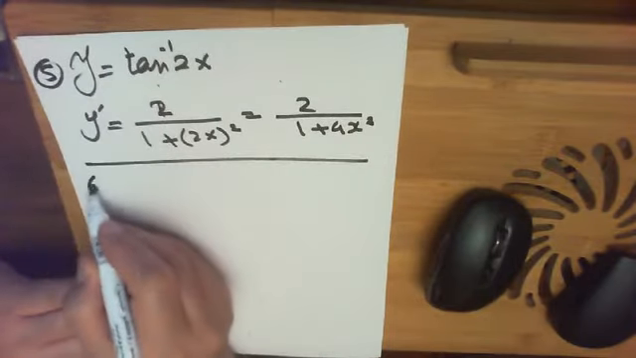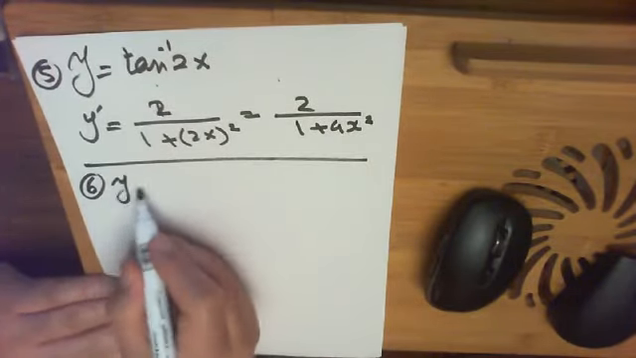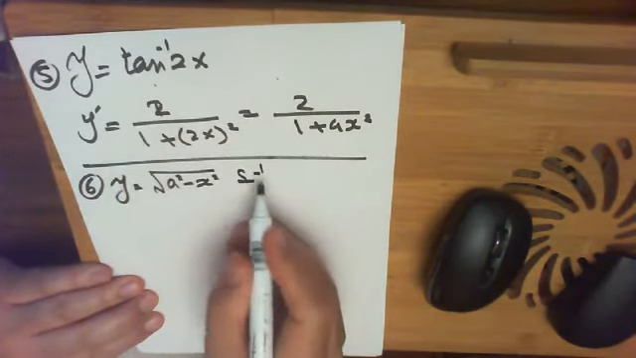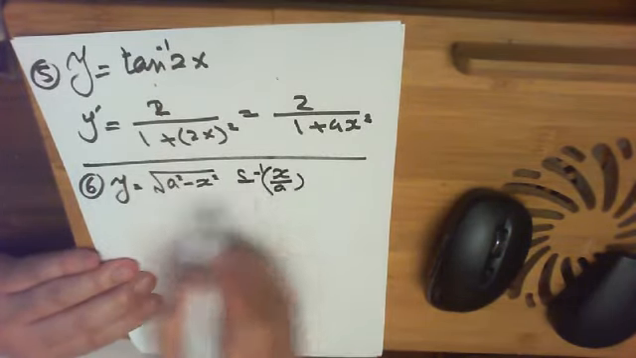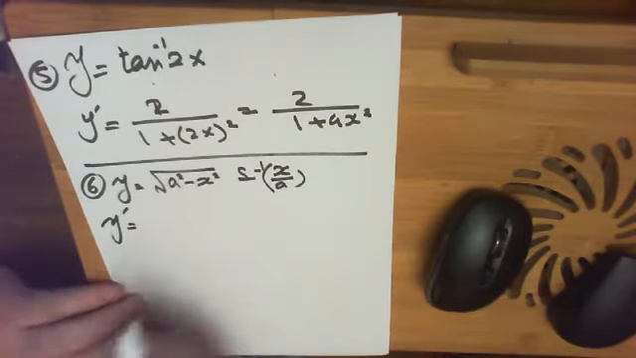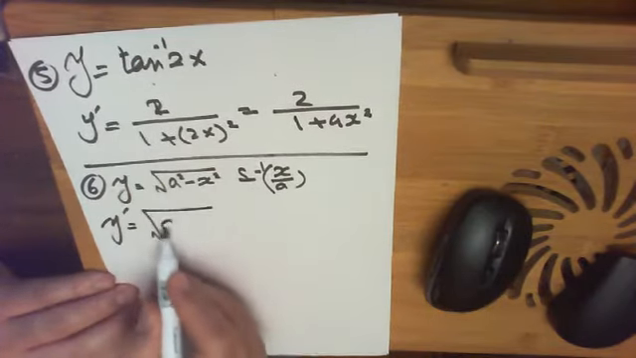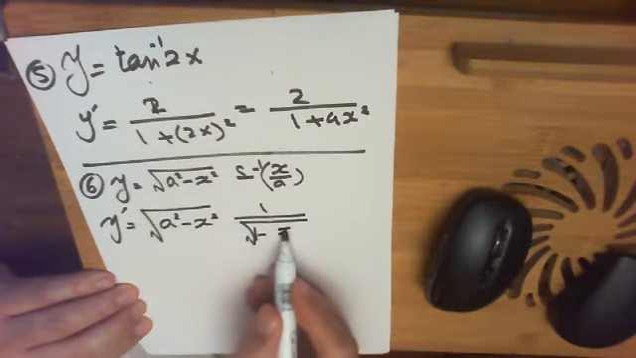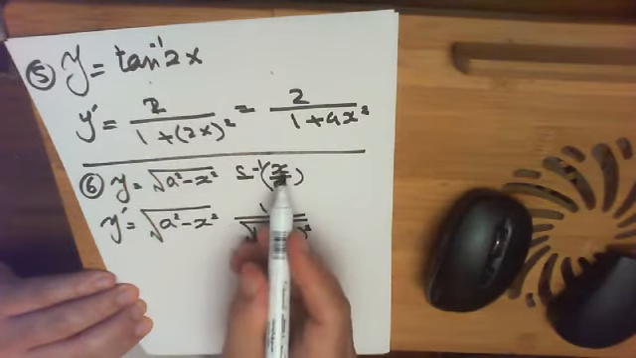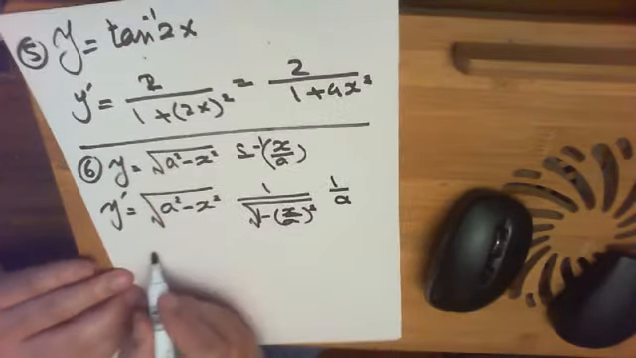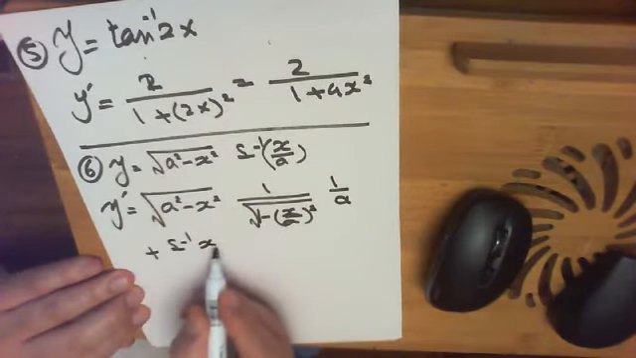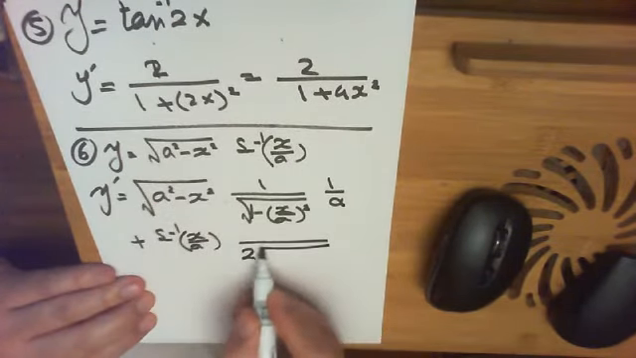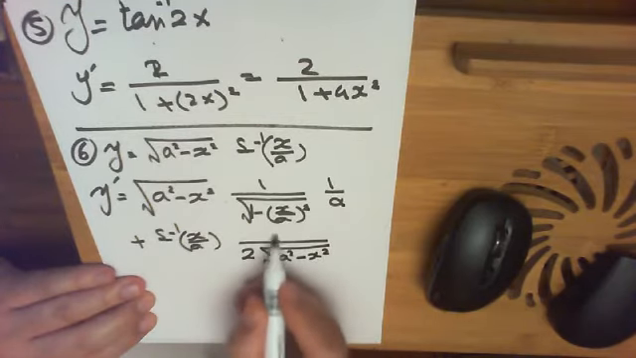This was problem 5. This is now problem 6. We are given y equals square root of a squared minus x squared, times sine minus 1 of x over a. Product of functions: y dash equals the first, root of a squared minus x squared, times the derivative of the second, 1 over the square root of 1 minus (x over a) all squared, times the derivative of x over a, which is 1 over a, plus sine minus 1 of x over a times the derivative of the square root, which is 1 over 2 square root of a squared minus x squared, times minus 2x.